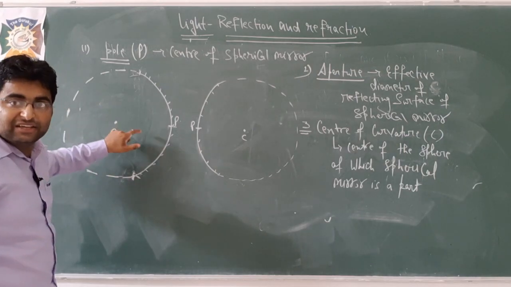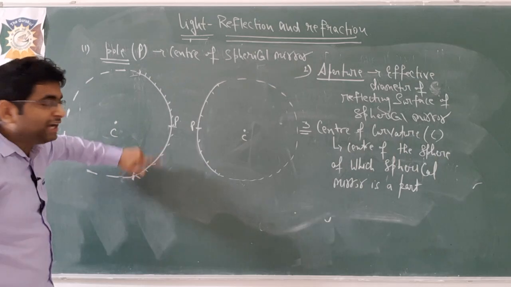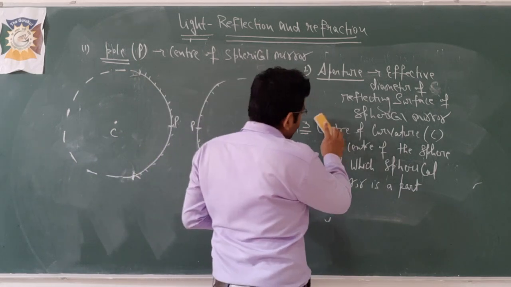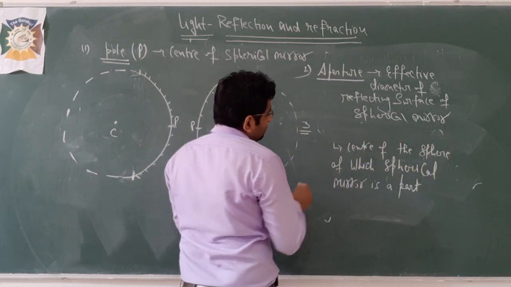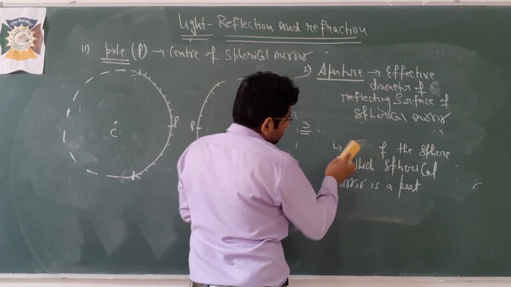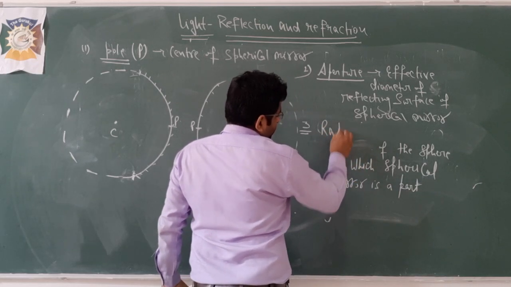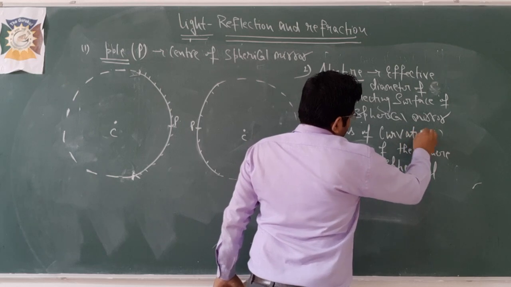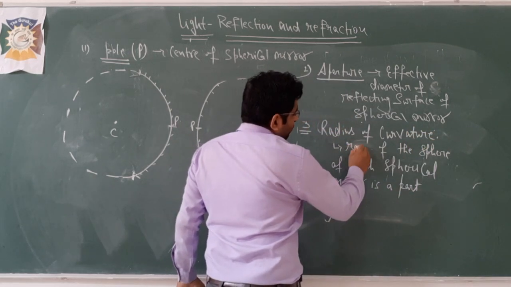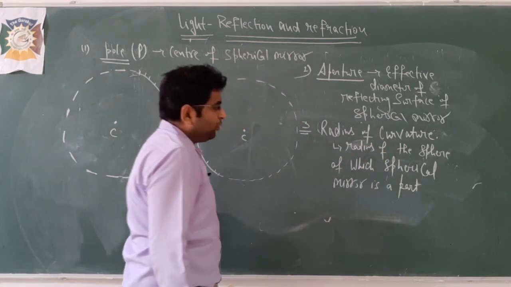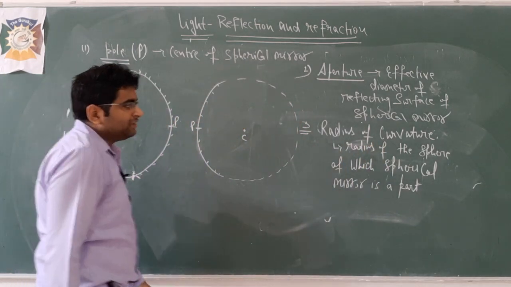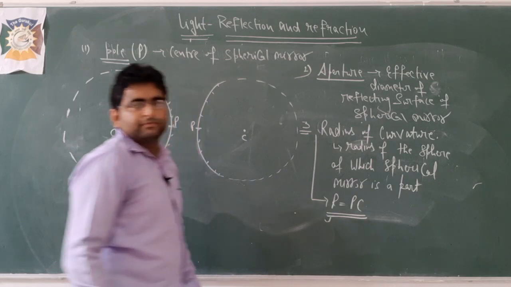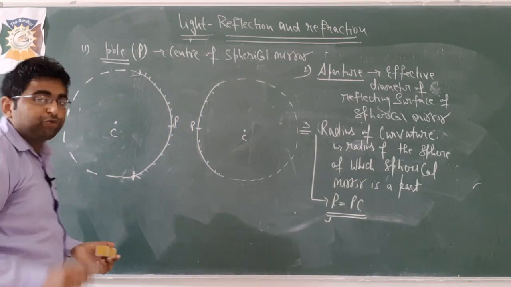उस sphere की radius जिसका given जो spherical mirror है either concave या convex एक part होता है. So बेटा मैं यहीं पर लिखता हूं radius of curvature, radius of the sphere of which spherical mirror is a part. तो बेटा radius of curvature represent किया जाता है R से, इसकी value P to C. Clear? तो बेटा now last we have focus.